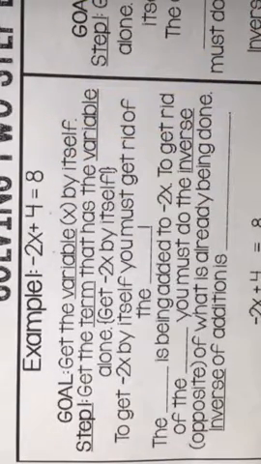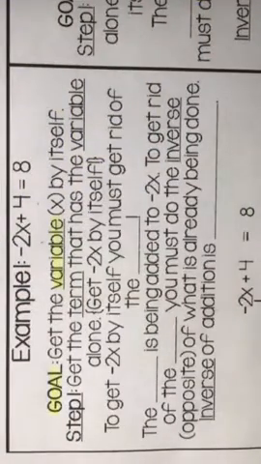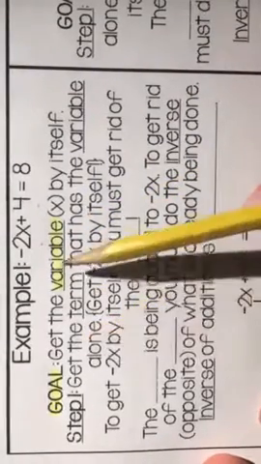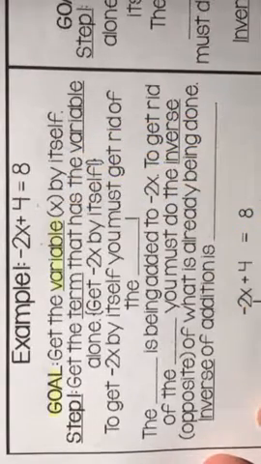Now, the goal, which I'm going to highlight, is to get the variable, which is usually represented by a letter. The variable is the unknown. That's the number we don't know. The goal is to get the variable x by itself. In this equation, it would be x.